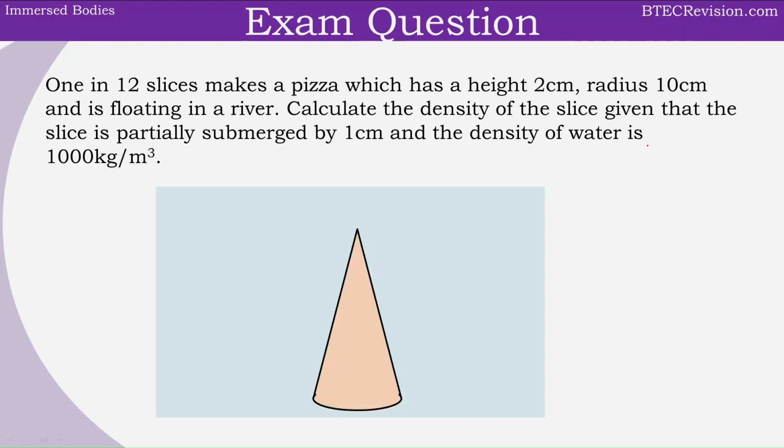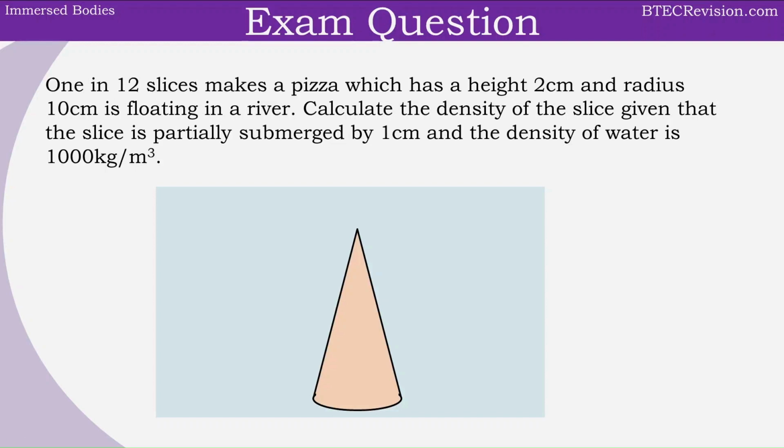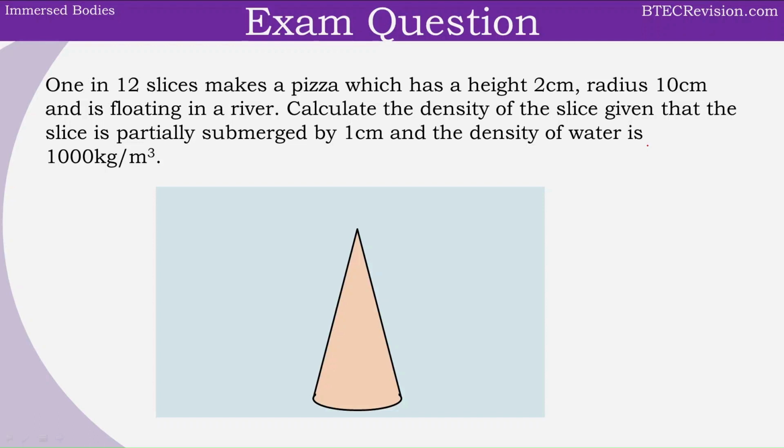Now pause the video here and attempt this exam question. 1 in 12 slices makes a pizza which has a height of 2 centimeters, radius 10 centimeters, and is floating in a river. Calculate the density of the slice, given that the slice is partially submerged by 1 centimeter, and the density of water is 1,000 kilograms per meter cubed.